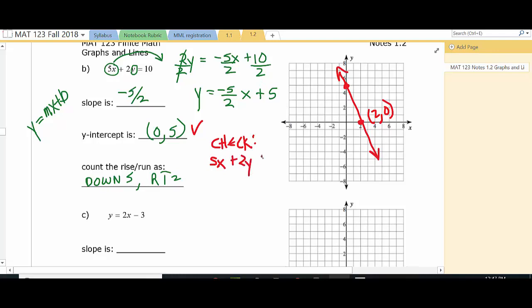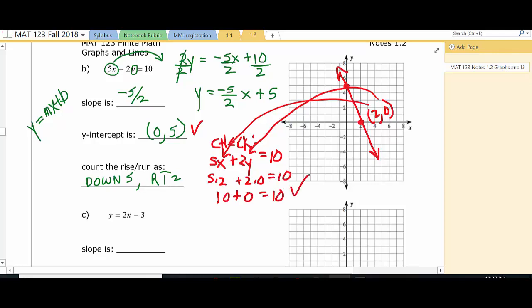5x plus 2y equals 10. Okay, what you're going to do is plug the 2 in for x, and plug the 0 in for y and see if it works. If it does, then you've got the right graph. So this is going to be 5 times 2 plus 2 times 0 equals 10. That is 10 plus 0 equals 10, so it's correct, isn't it?